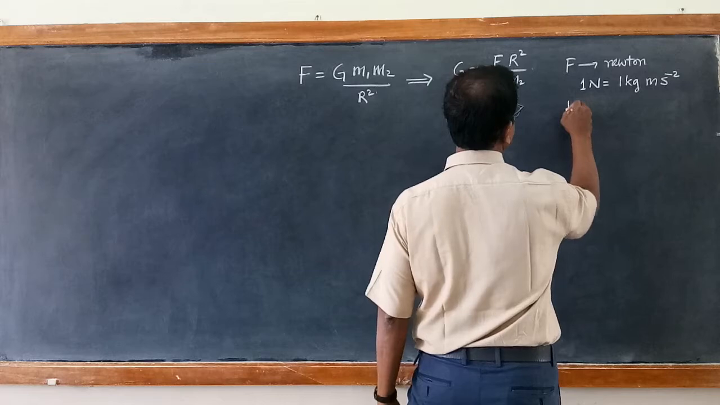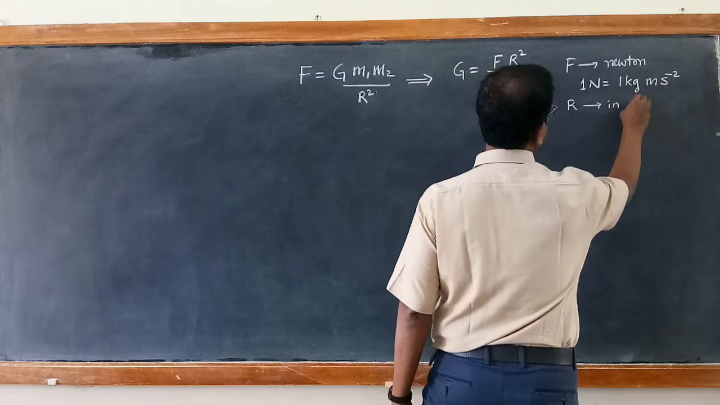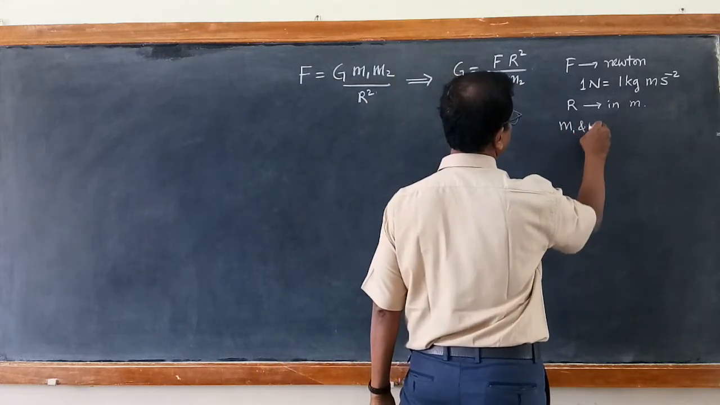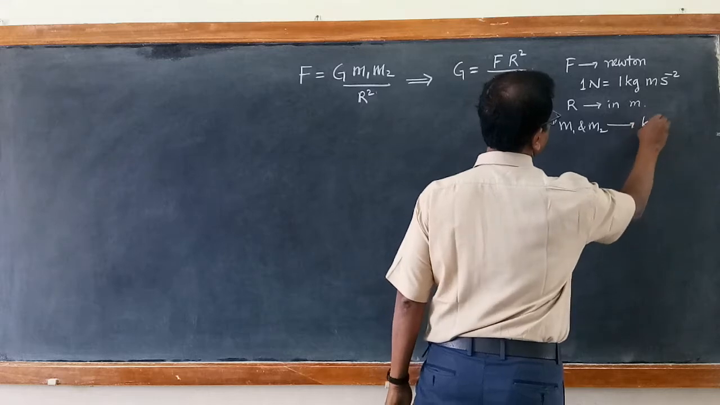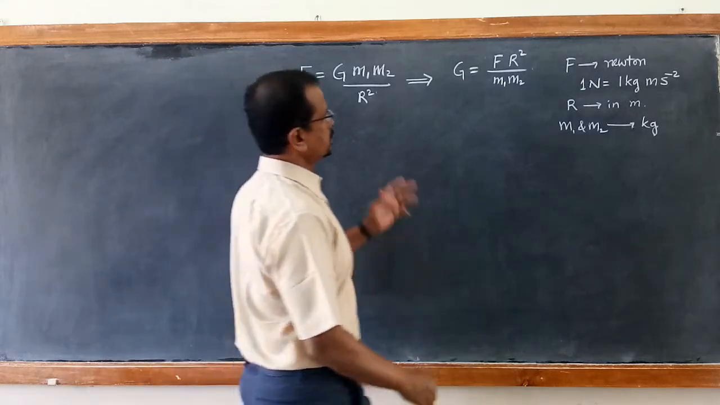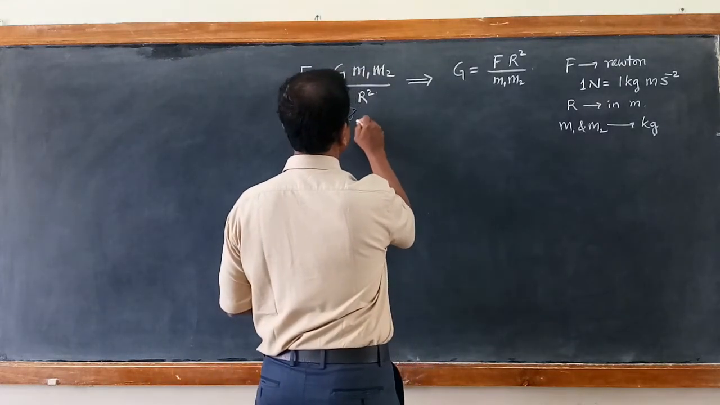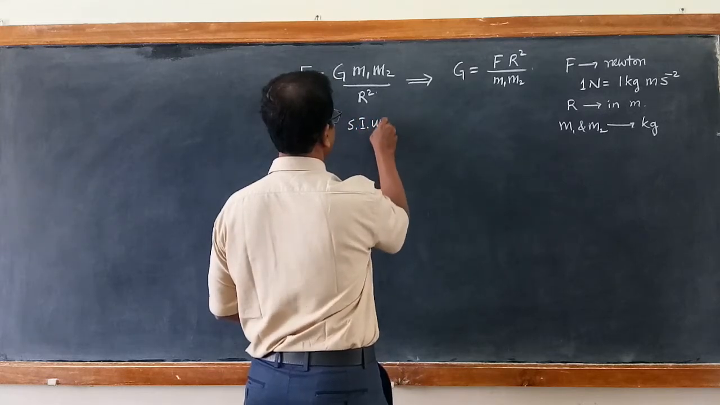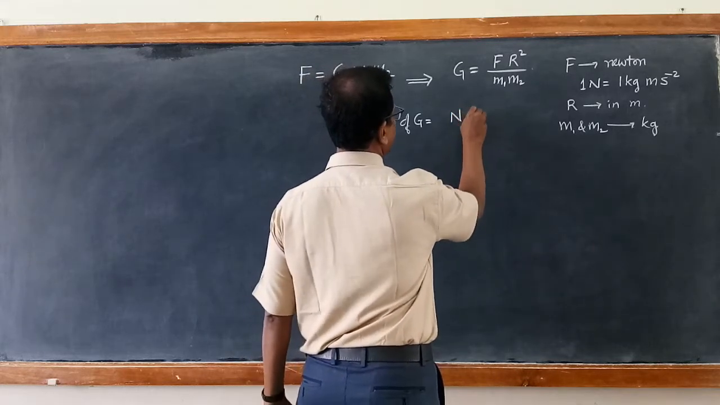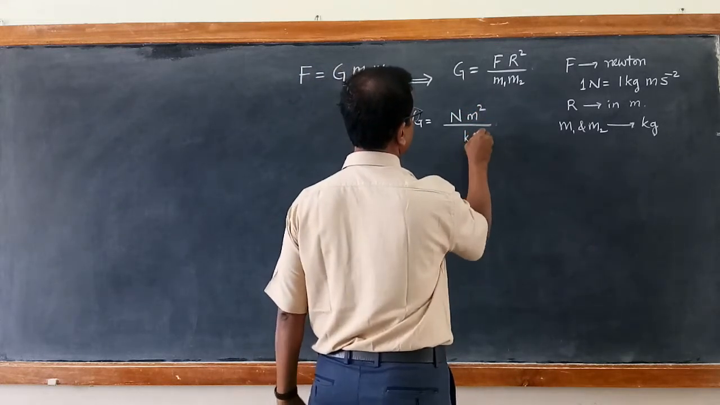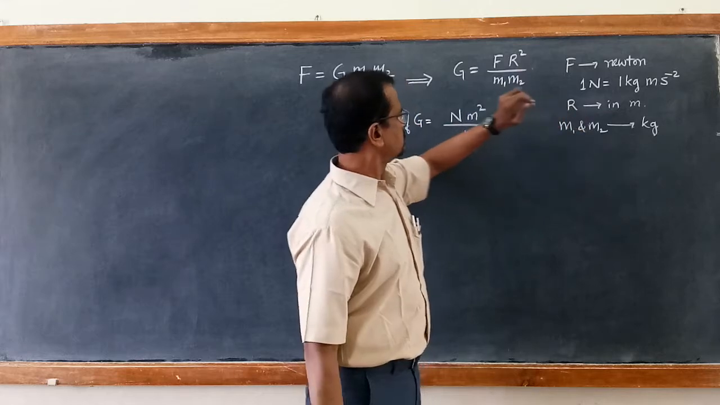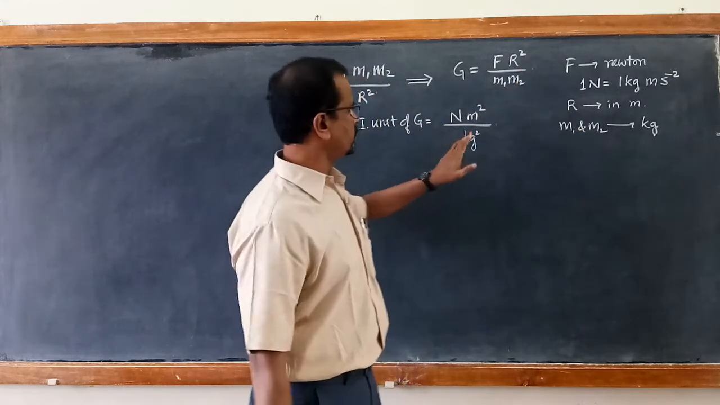And r is measured in meter, and masses m1 and m2 are measured in kilograms. So if you write the unit of G, the SI unit of G becomes Newton meter square per kg square. F in Newton, r in meters and masses in kilograms.